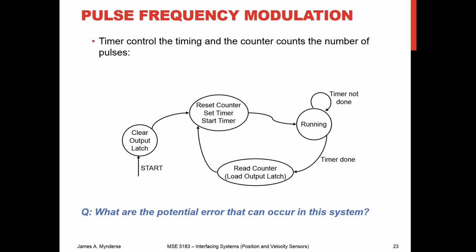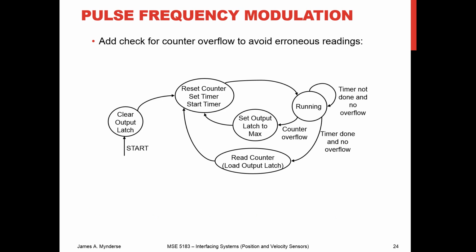We might also have some latency in the system that could be causing problems. So we want to try to fix this. The first thing we'll fix is the overflow, because that's an easy one. Let's modify this and add a counter overflow condition. We'll start by clearing the output latch, reset the counter, set the timer, start the timer, and then run. Now, if the overflow is triggered, then we will set our output latch to the maximum and start over. Or, if the timer's done and we've not overflowed, then we'll read the counter and start over.